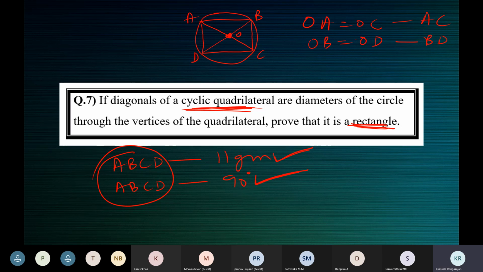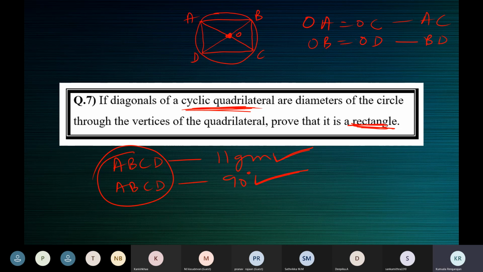When the two diagonals have the same midpoint, that means they bisect each other. O is the midpoint of AC, O is also the midpoint of BD. That means the diagonals bisect each other. So in quadrilateral ABCD, the diagonals AC and BD bisect each other because they have the same midpoint O. And how do we know that O is the midpoint of both the diagonals? That is with the help of the circle.